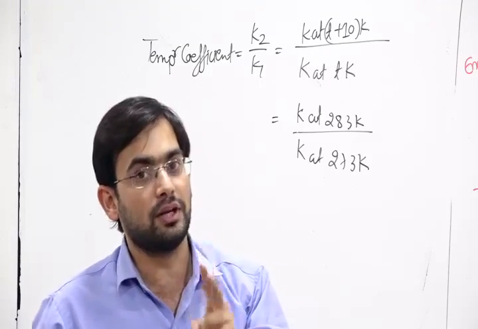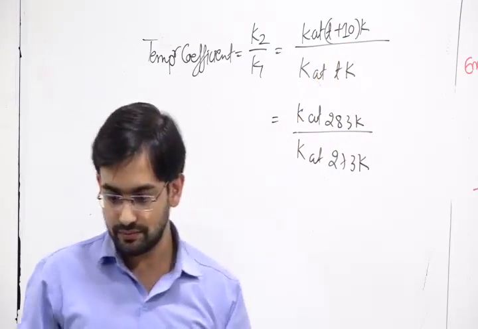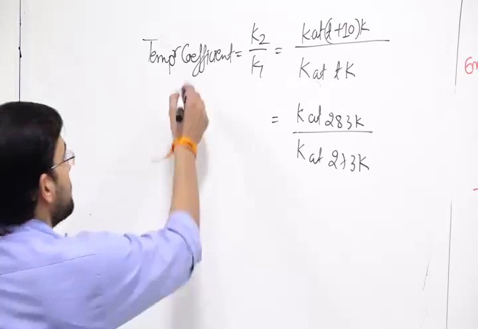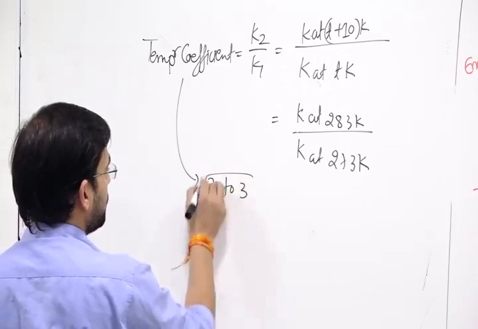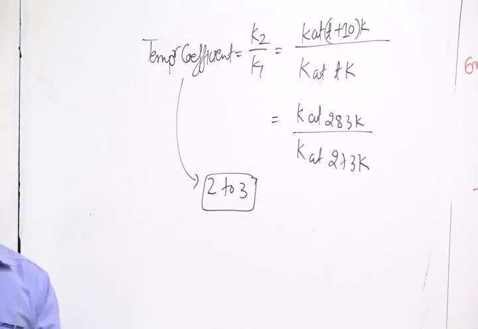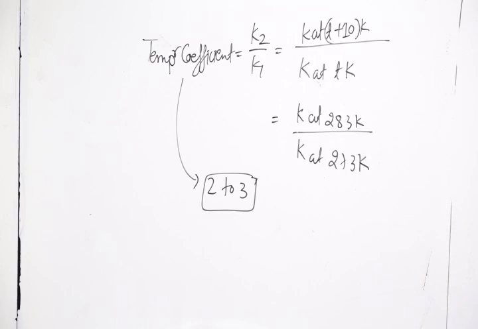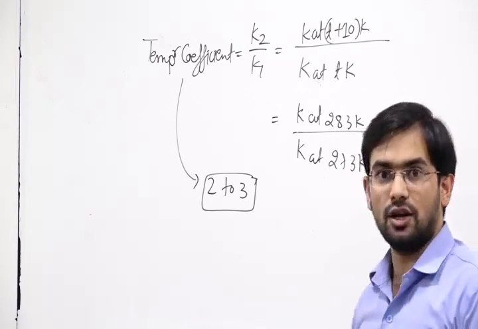The gap between the two temperatures is 10. And this value generally lies between 2 to 3. Copy this also.